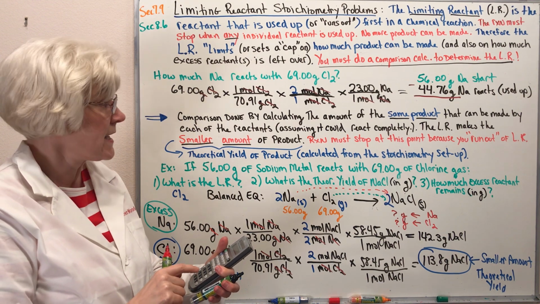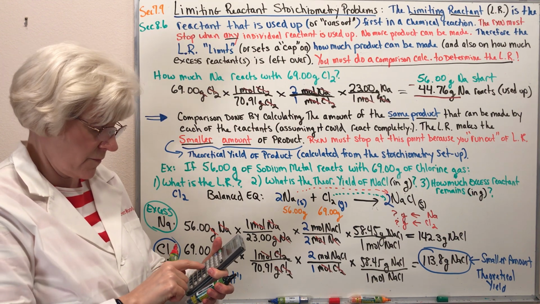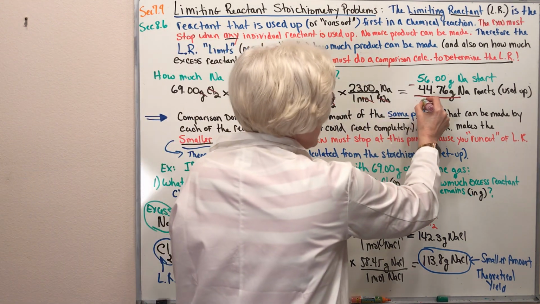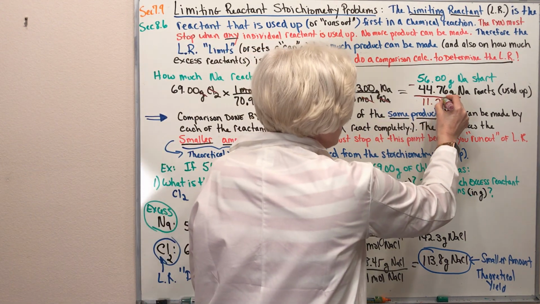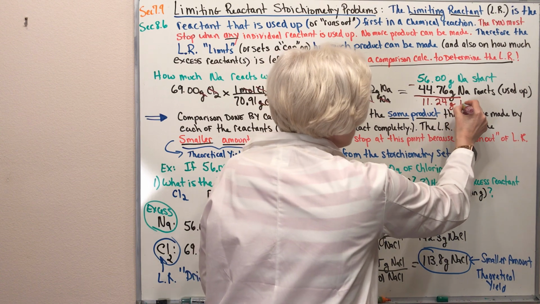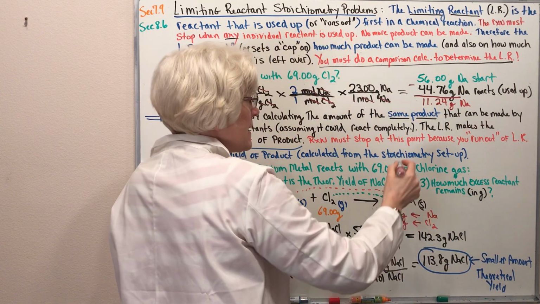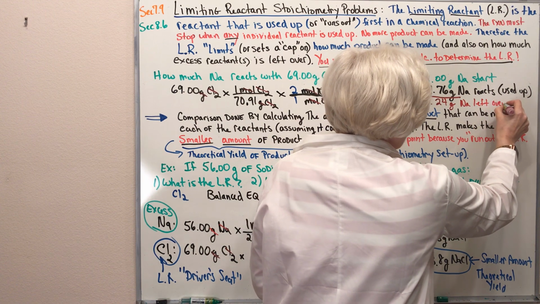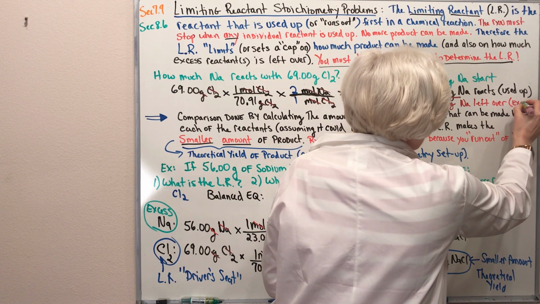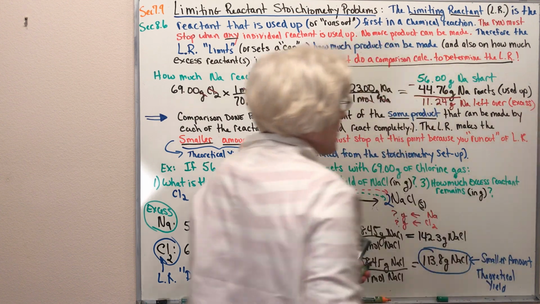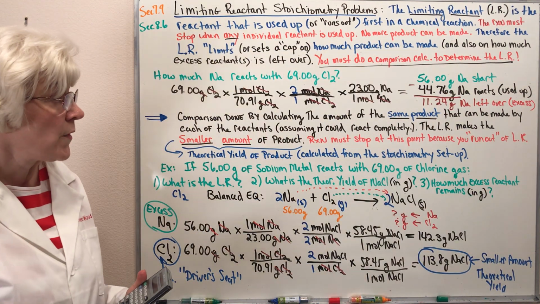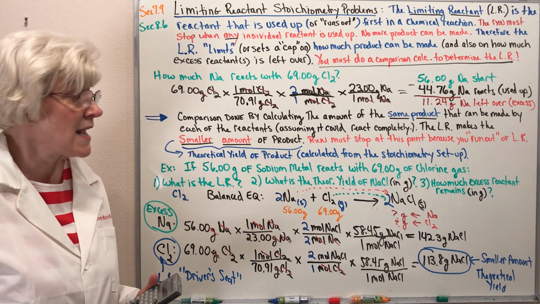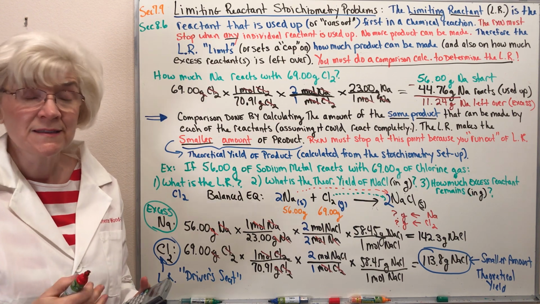So 56 minus 44.76, I am calculating 11.24 grams of sodium is left over. In other words, it's in excess. So I have 11.24 grams of sodium metal, my excess reactant, left over.